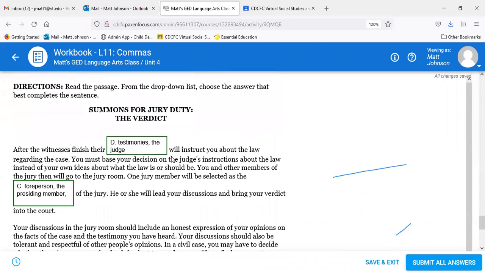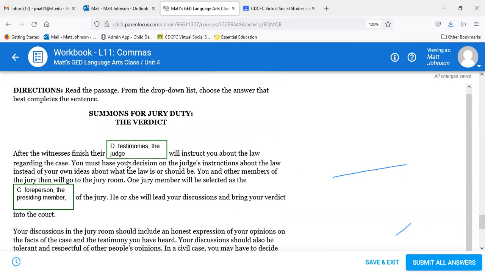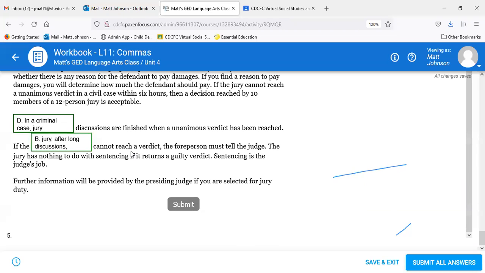Okay, and there is the end of our comma usage lesson. Okay, do we have any questions there? I need to follow up with any answers.